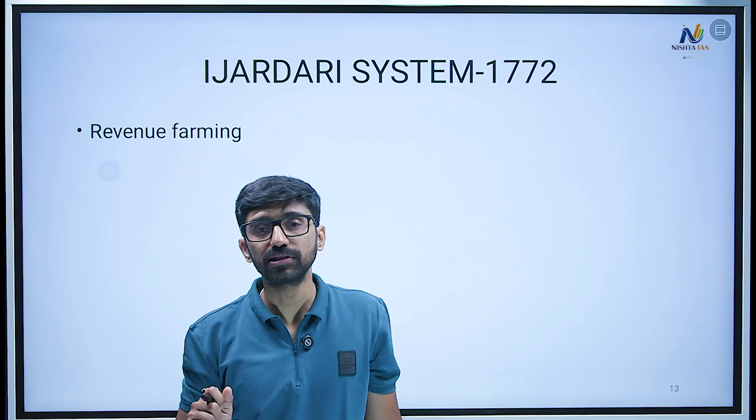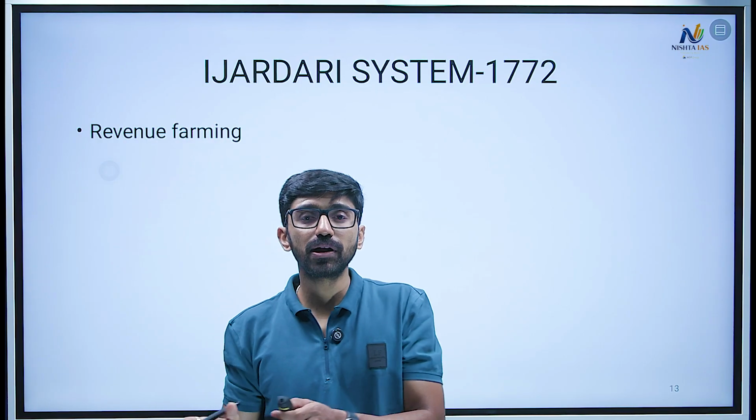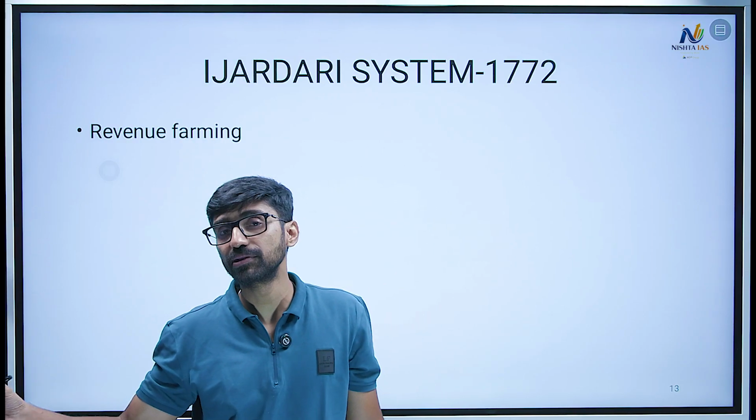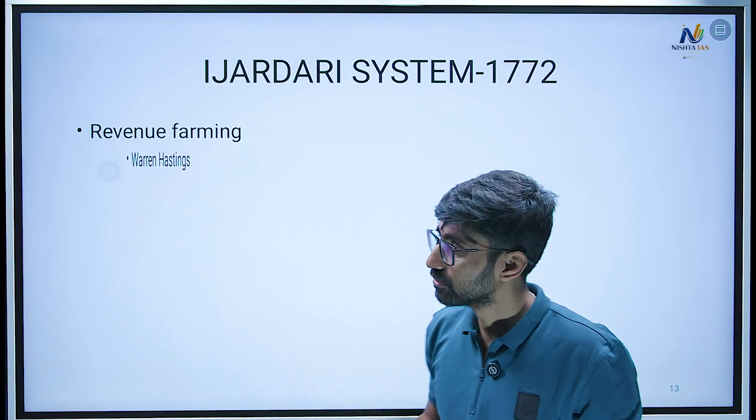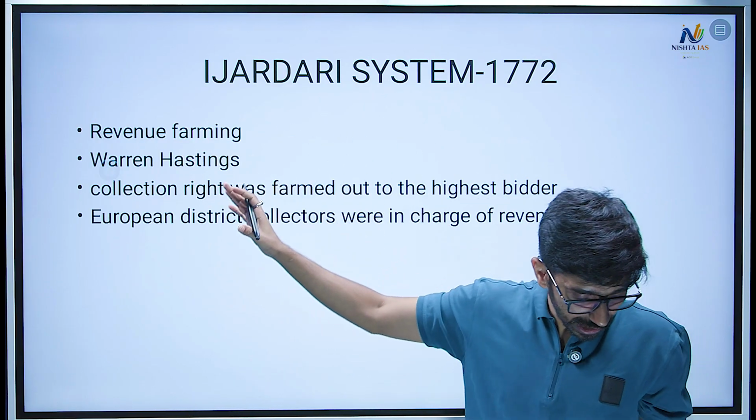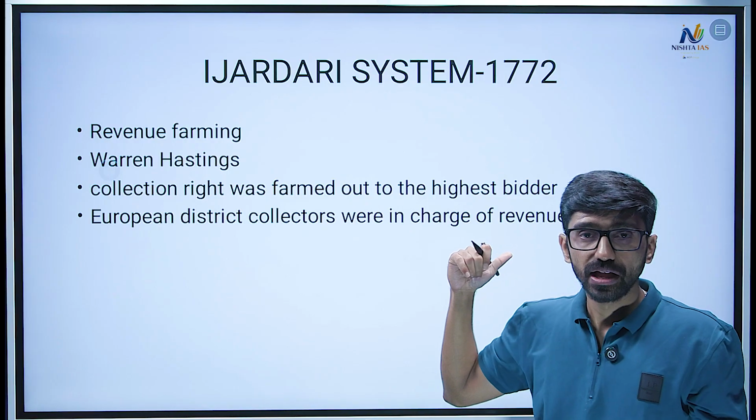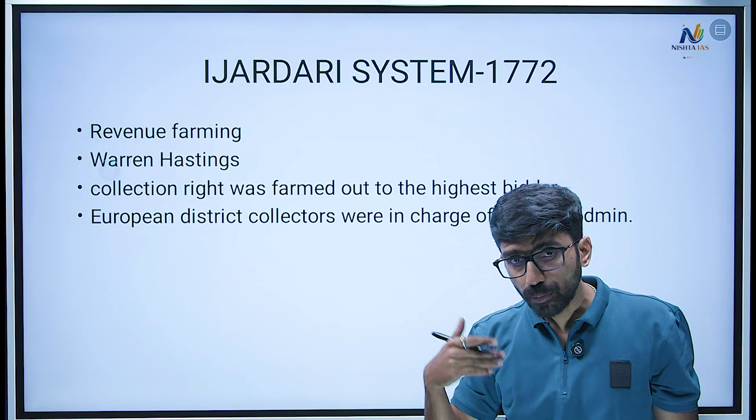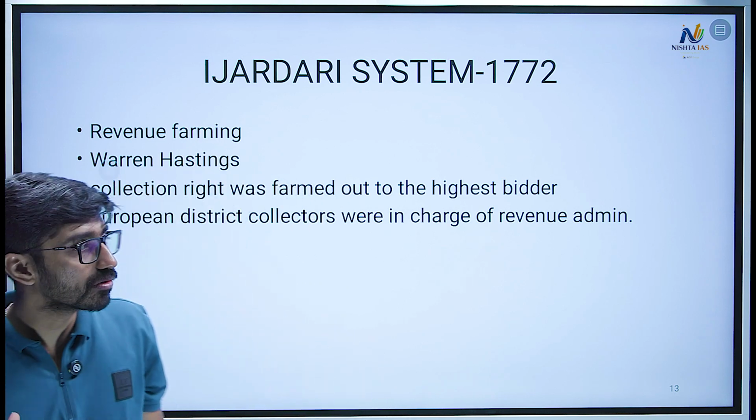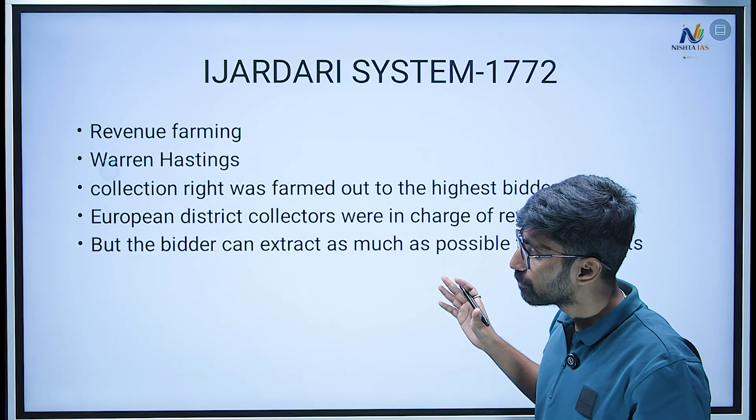That is where the problem with this particular system was. He is obligated to pay 1000 rupees to the East India Company. That's what the East India Company cared about. But how much he was collecting from the peasants, the East India Company never cared about. So look at this one. It was brought by Warren Hastings in 1772. The collection right was farmed out, auctioned out to the highest bidder. And to supervise this process, European district collectors were appointed. That is how the word came into existence: European district collectors in charge of revenue administration.